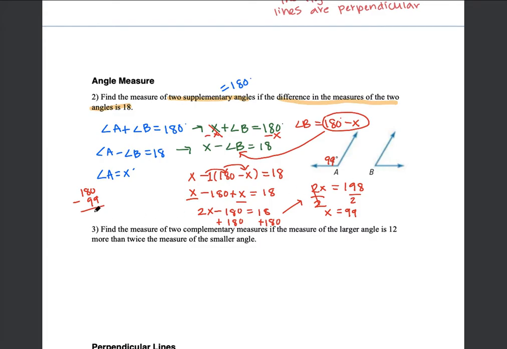So this is actually 81. And that's the measure of angle B. So angle B is 81. So angle A is 99 and angle B is 81. But always write down what you know given the information that they gave you.